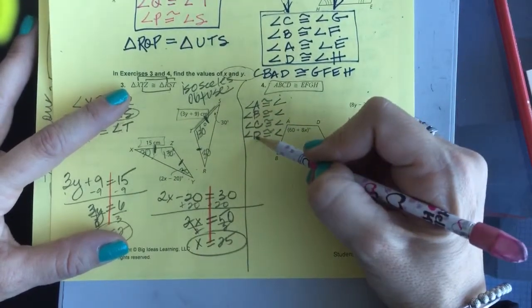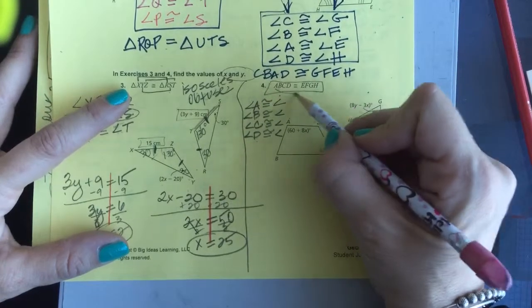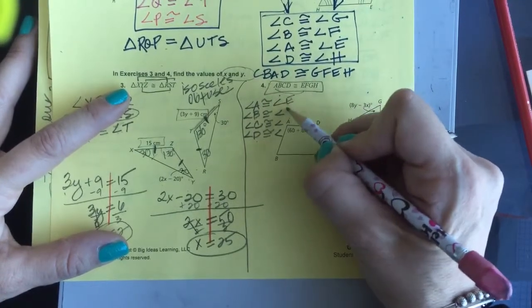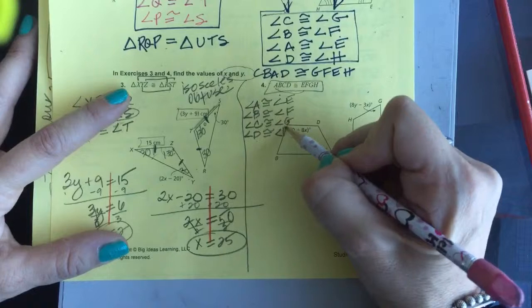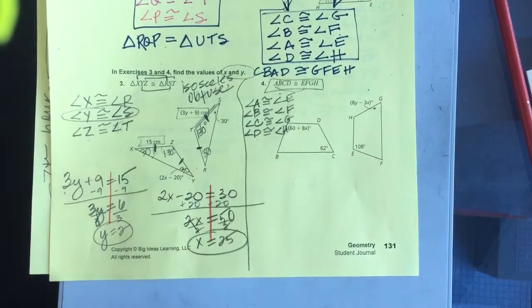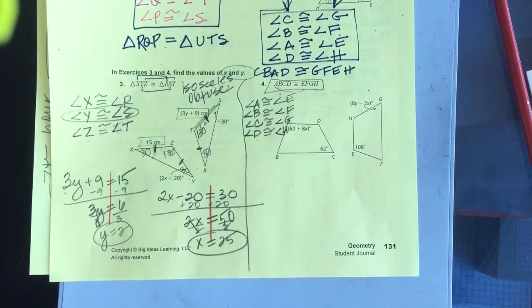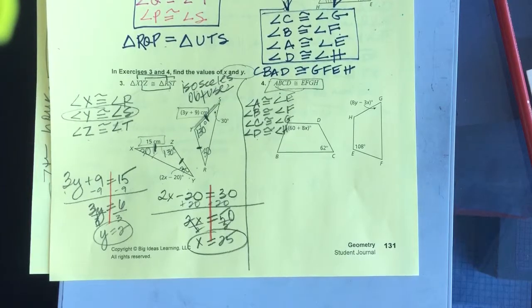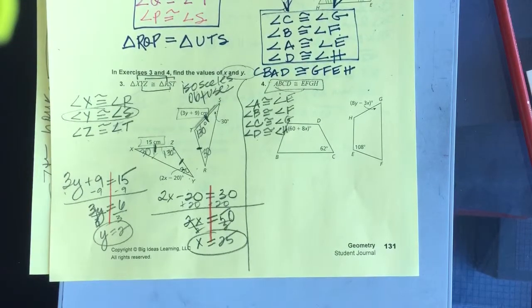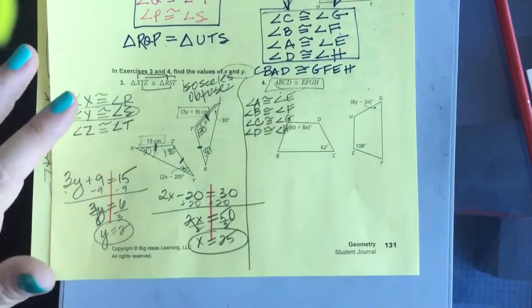A, B, C, D, and I'm just going to match them up. A goes with E, F, G, H. So if we can write down those corresponding congruent statements, we know that these quadrilaterals are congruent. Then we break it down: here are the angles that must be congruent and matching up with each other. That's what corresponding parts are, or the corresponding angles, which ones match with each other.